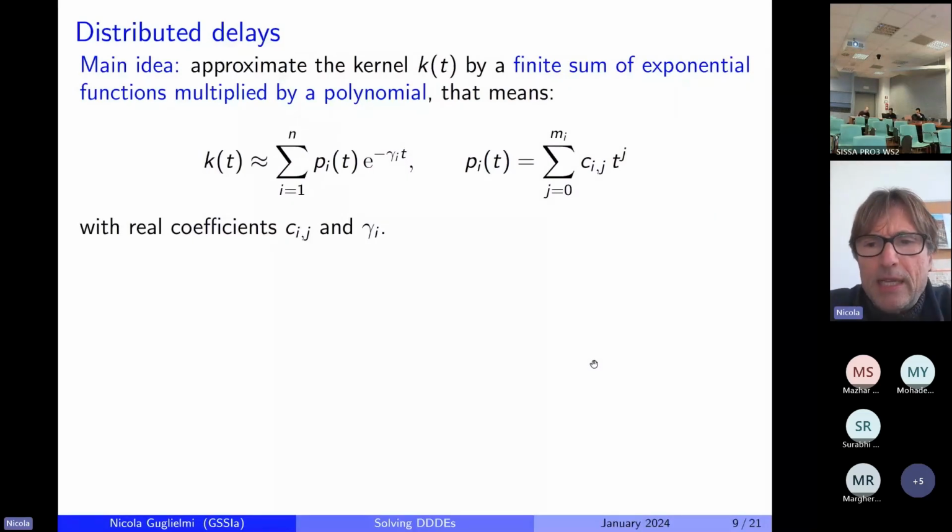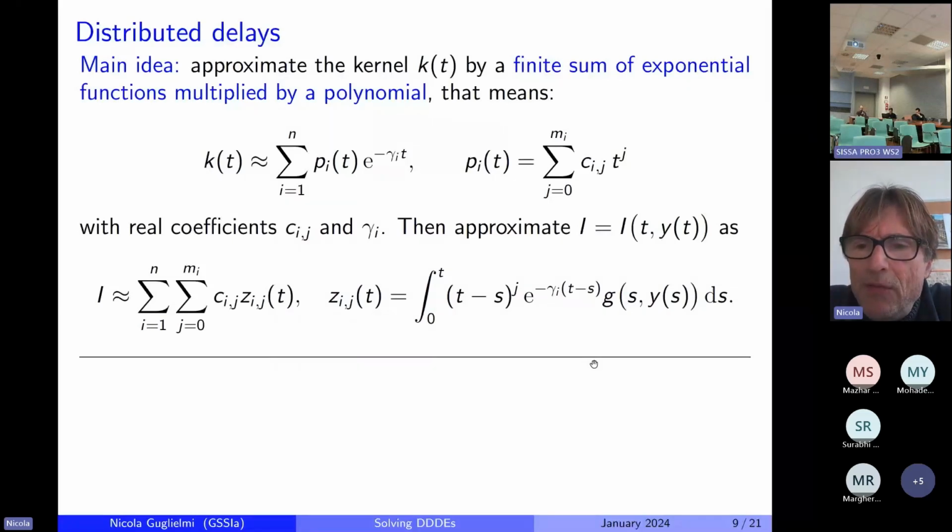So what's interesting in this? What's interesting is that if you have your integral term in the integro-differential equation, and this applies, for example, also to fractional differential equations and to non-local operators, where the dependence is through an integral term, then this is approximated by replacing the kernel by this summation, so by this quasi-polynomial.